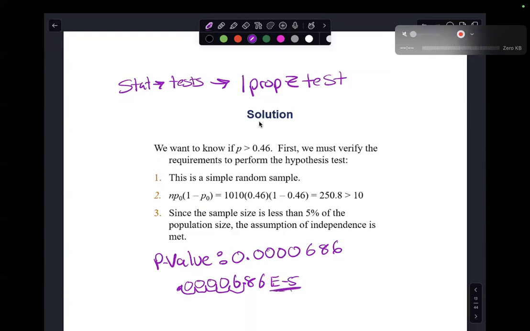This is saying, because we did 1 E99, remember that? That was 1 times 10 to the 99th power. This is 6.86 times 10 to the -5 power. That's what this is. Gives me a very small number. This p-value is practically 0. It is definitely less than my 5% alpha. Therefore, I reject the null.